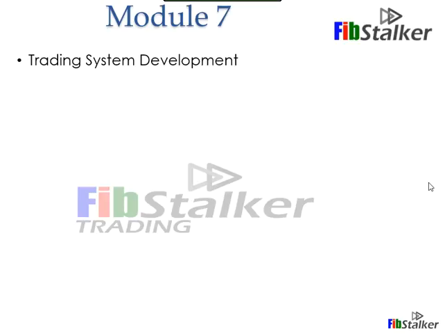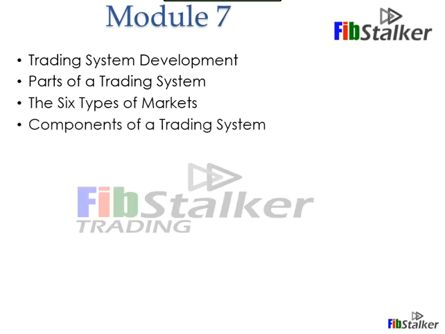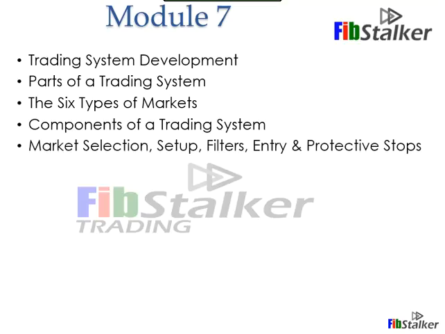In Module 7, we're going to look at trading system development. It's a science. There are different parts of a trading system that you have to take into consideration. We're going to distill and describe them in detail and how you have to use them. There are also 6 different types of market. We're going to look at that, the components of a trading system. And then we'll start delving and asking a lot of questions about how we design and how we actually tweak modern design, because the trading systems are designed for you in the FibStalker Methods Coaching Program.